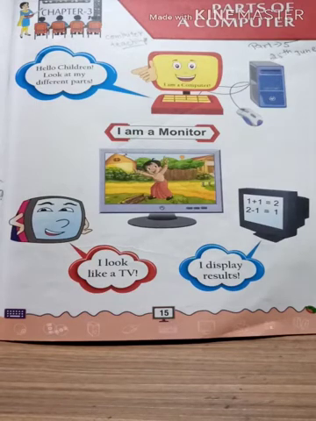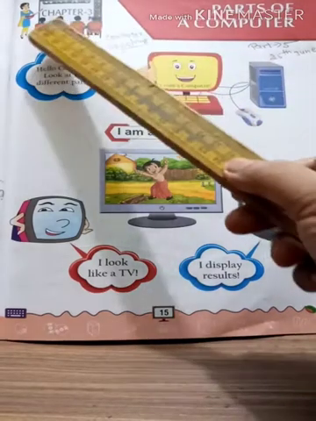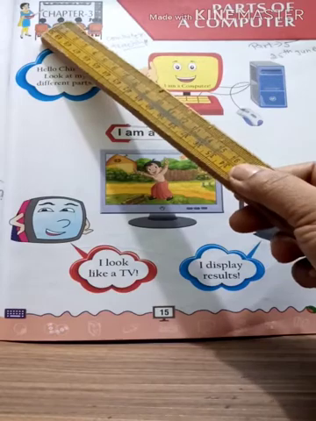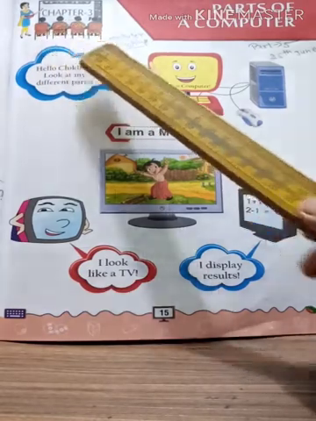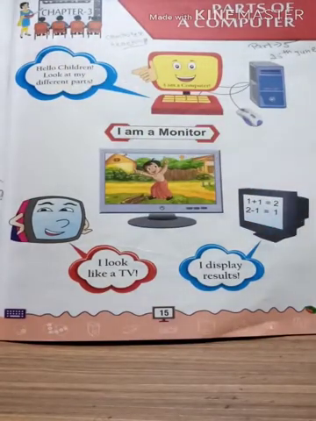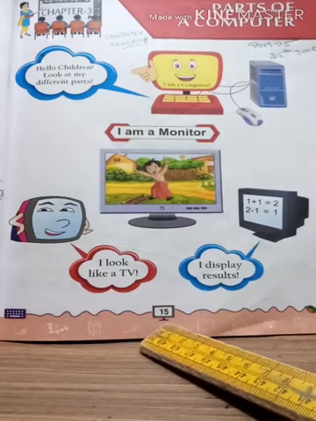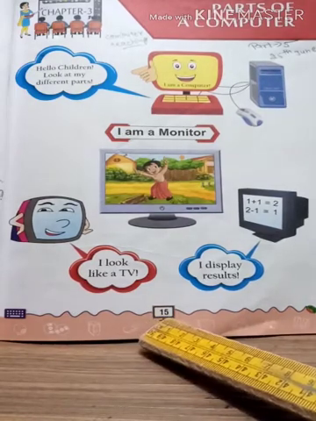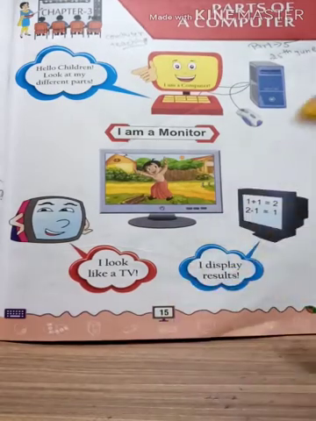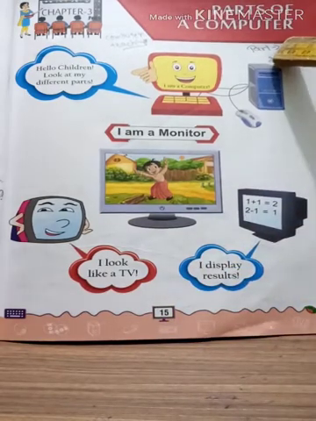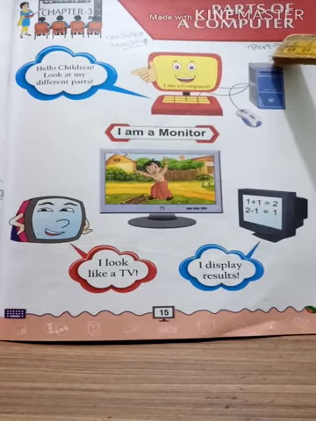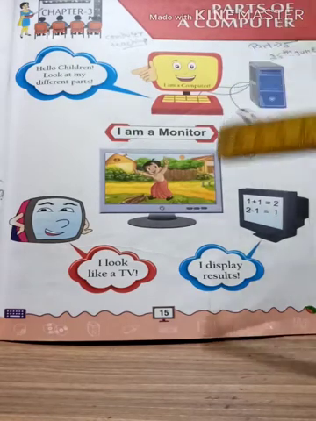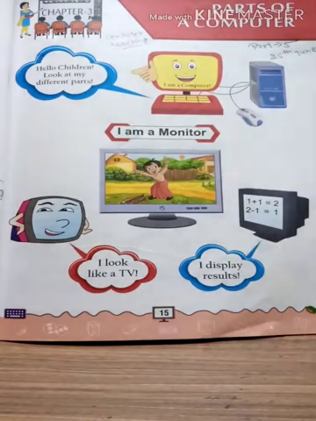Now in this video I am going to start a new chapter, chapter number 3. First of all, open your computer book, page number 15. Chapter number 3 you can see in your book, page number 15, and the name of this chapter is Parts of a Computer. So in this video we are going to discuss different parts of a computer.